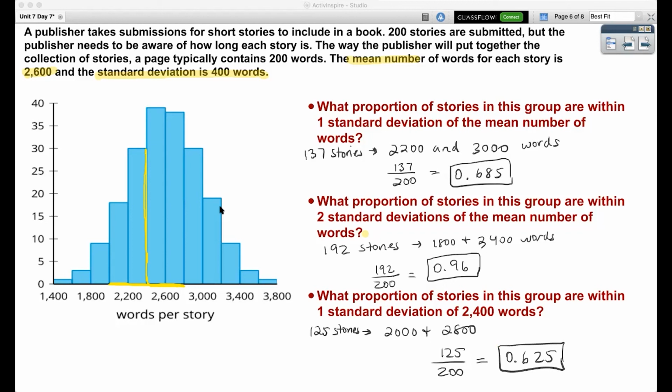Okay, so what have we done today? We looked at a giant set of data and we summarized it into a histogram. We learned how to create a histogram on Desmos. And we were also able to figure out the standard deviation, what proportion of stories in the group are within one standard deviation and two standard deviations of the mean number of words, as well as one standard deviation of 2,400 words.